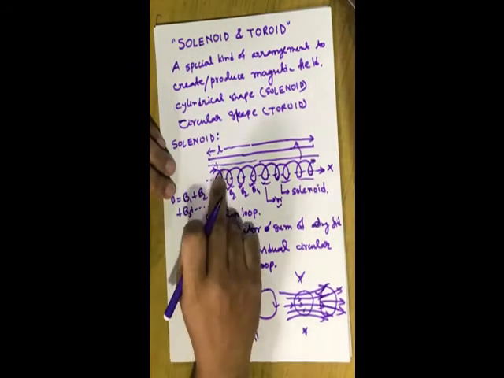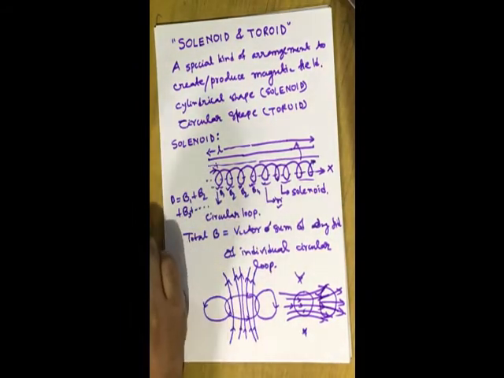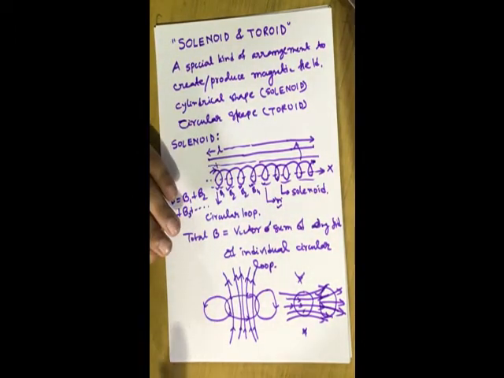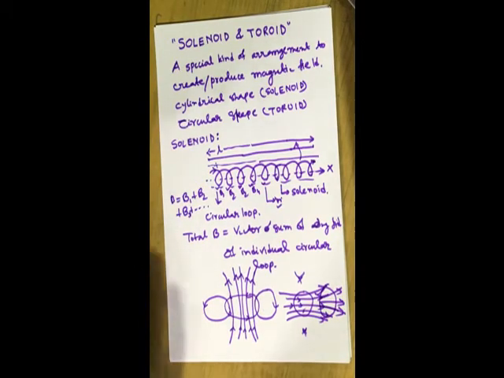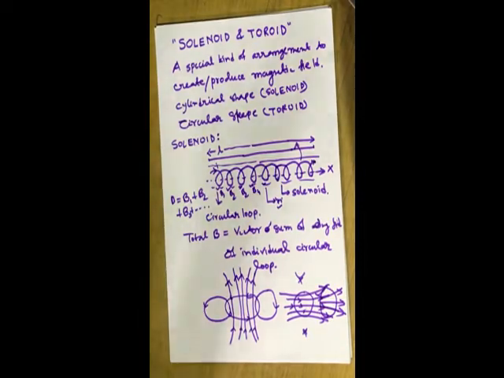Okay, now what we are going to do is find out the value of that magnetic field. Now we know the magnetic field along the axial direction, and now we are going to determine the value of the magnetic field. So in the next part, we are going to calculate the value of the magnetic field due to a solenoid.